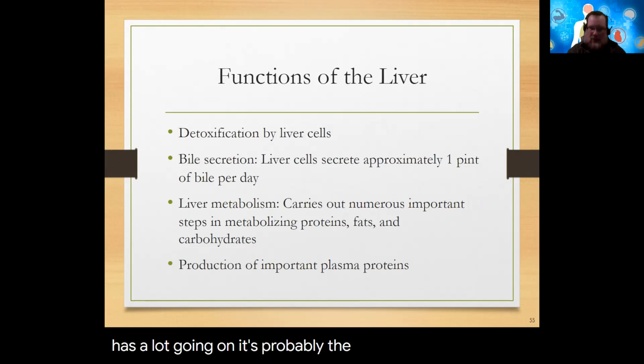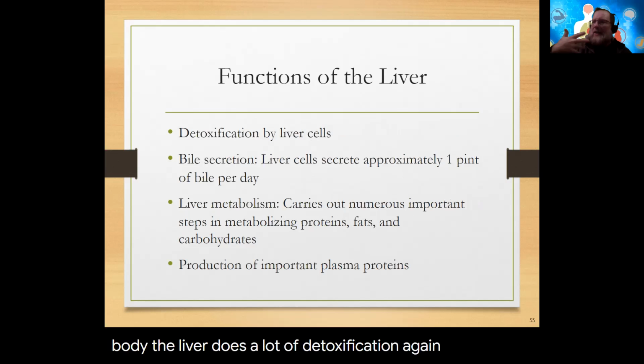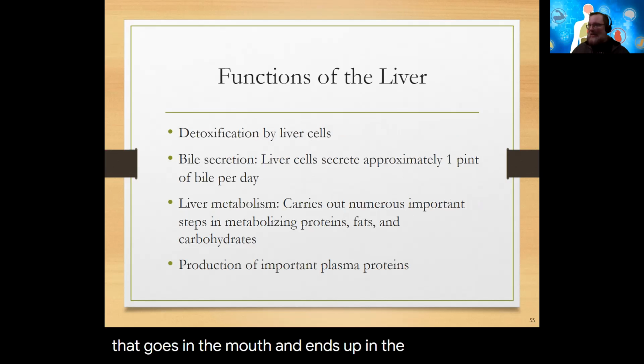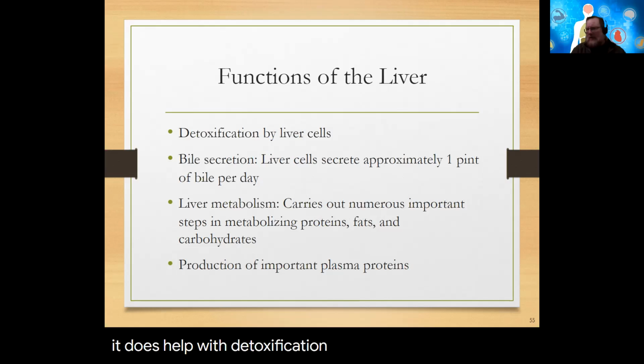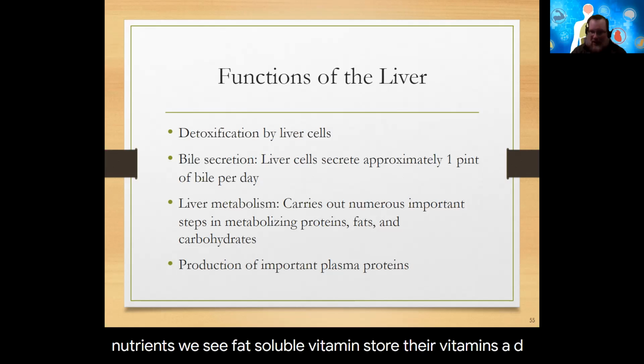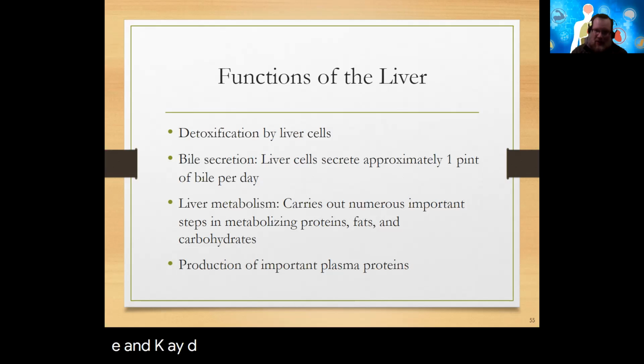Now, the liver has a lot going on. It's probably the busiest organ of the body. The liver does a lot of detoxification. Again, anything that goes in the mouth and ends up in the digestive system, anything that's in the blood, is going to make its way through the liver. So the liver is basically like a giant filter, and it helps with detoxification. We see a lot of storage of nutrients. We see fat soluble vitamins stored there, vitamins A, D, E, and K. Those are all stored in the liver. There's a million things.